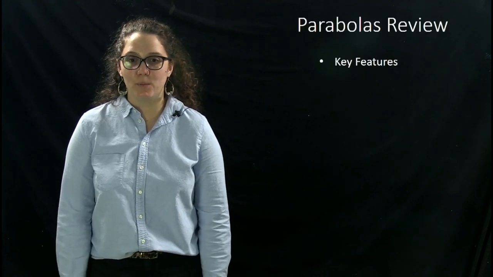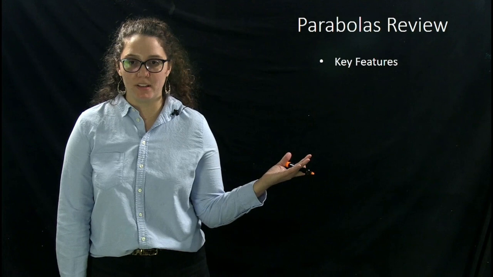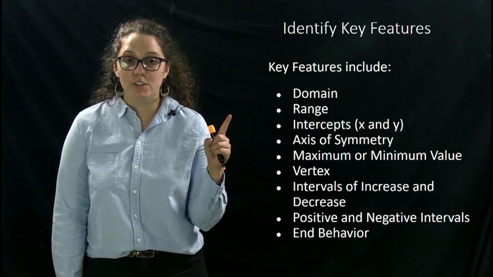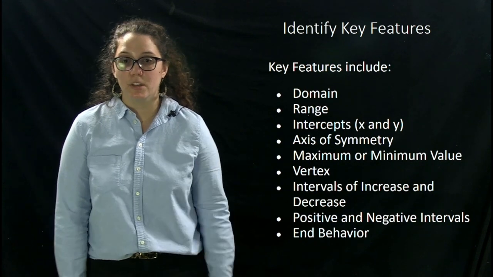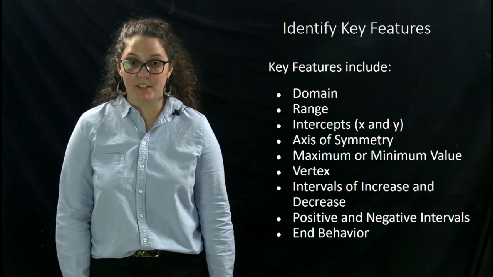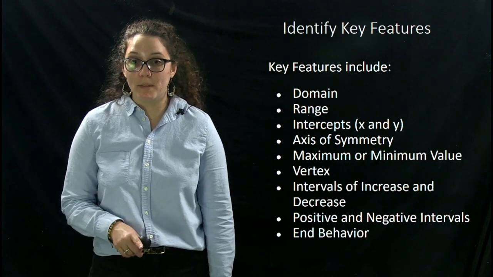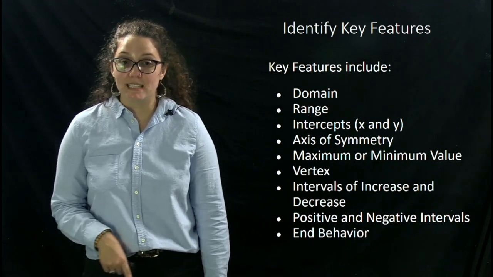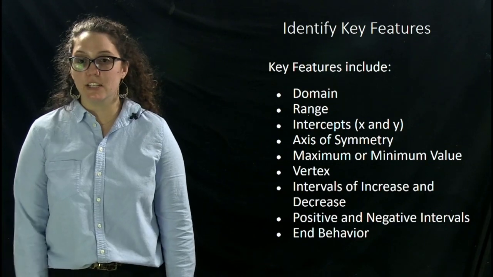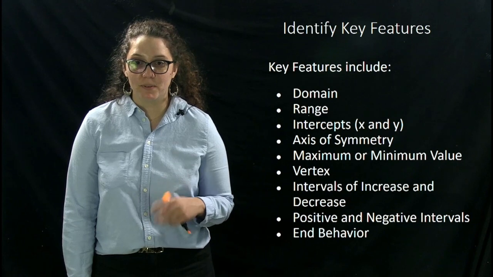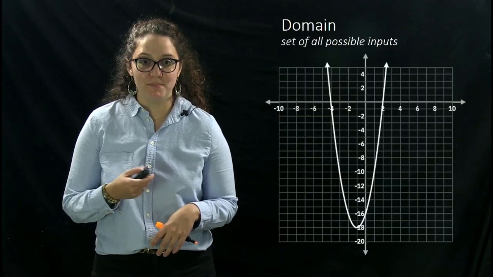In today's video, we are reviewing key features of parabolas. So before we get started with an example, let's go over the key features. You have your domain, your range, your intercepts, which include x and y-intercepts, your axis of symmetry. You're going to either have a maximum value or a minimum value, not both. You have a vertex, intervals of increase, intervals of decrease, positive and negative intervals, and finally end behavior. So let's get started with our first and only example for this video.